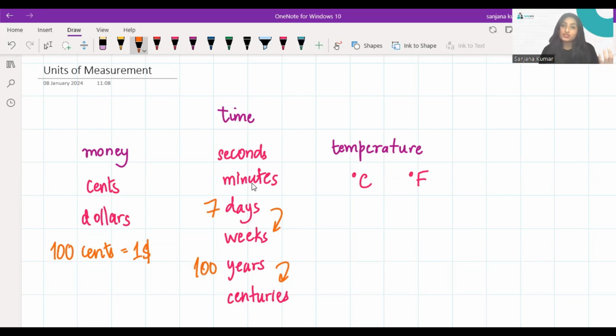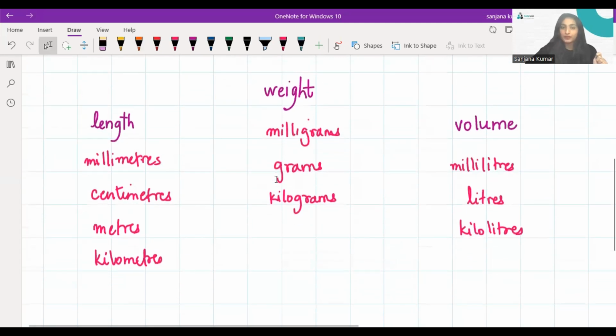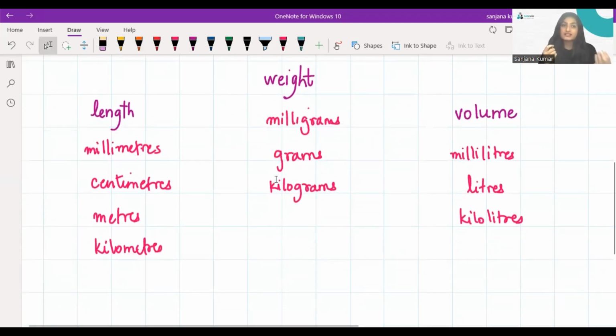I can measure temperature in degrees Celsius and degrees Fahrenheit. 100 degrees Celsius means that it's boiling hot water. 25 degrees Celsius to 20 degrees Celsius is somewhere around room temperature, and it is freezing cold at 0 degrees Celsius. When I come to length, weight, and volume, I can use millimeters, centimeters, meters, and kilometers for length, milligrams, grams, and kilograms for weight, and milliliters, liters, and kiloliters for volume.